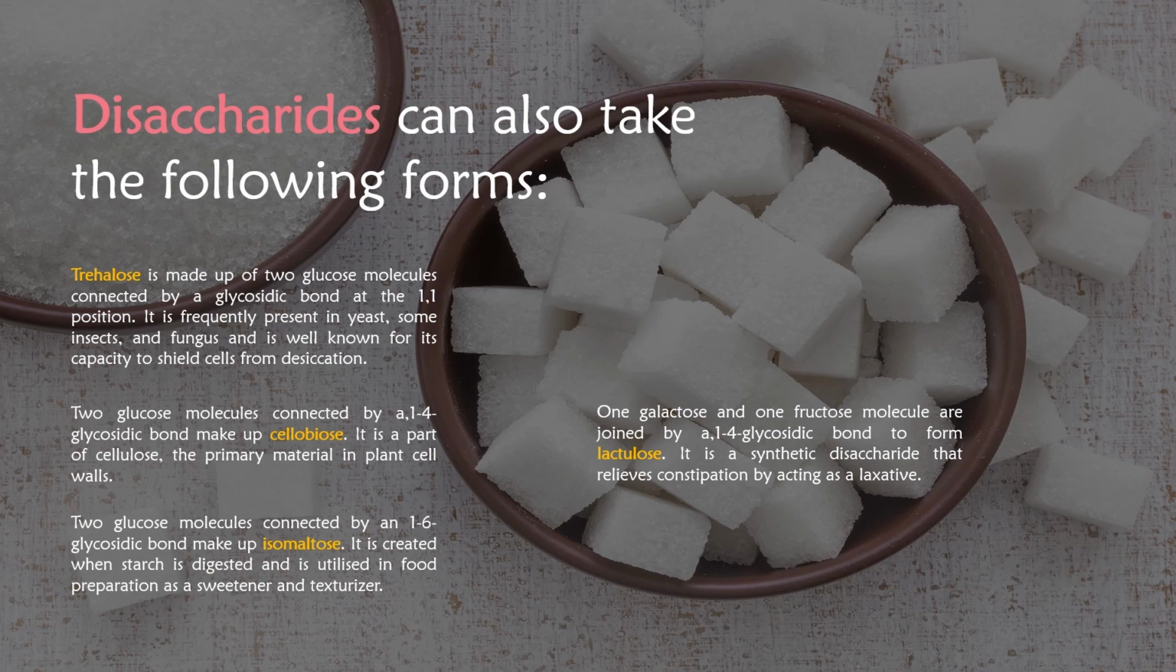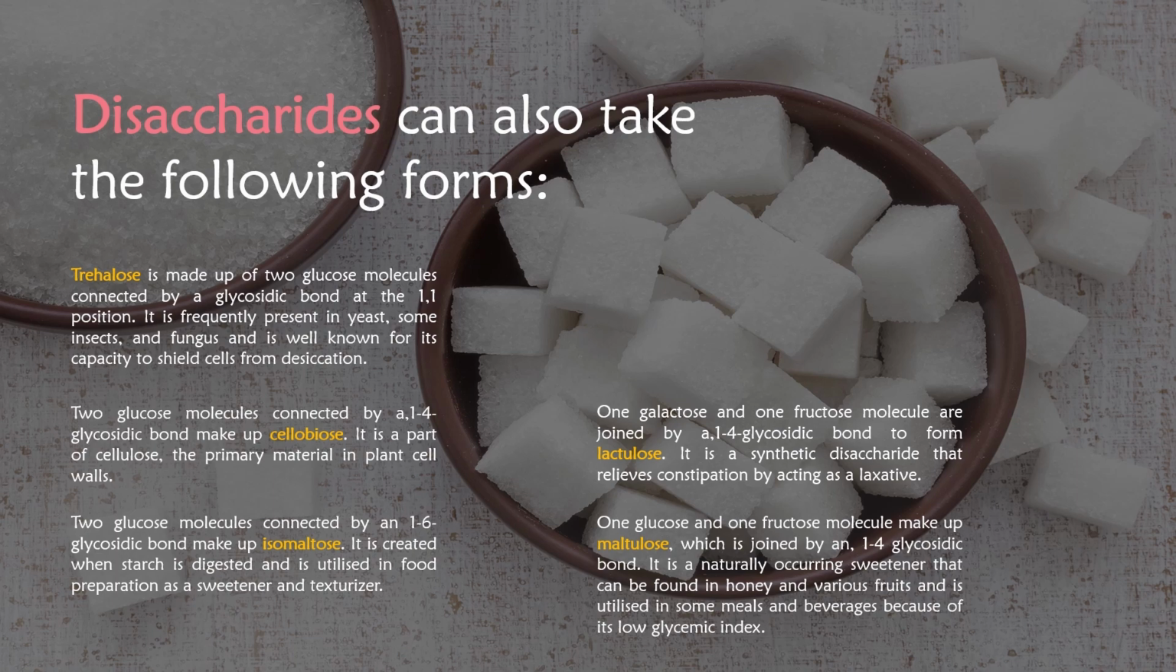It is a synthetic disaccharide that relieves constipation by acting as a laxative. One glucose and one fructose molecule make up maltulose, which is joined by an 1-4 glycosidic bond. It is a naturally occurring sweetener that can be found in honey and various fruits and is utilized in some meals and beverages because of its low glycemic index.